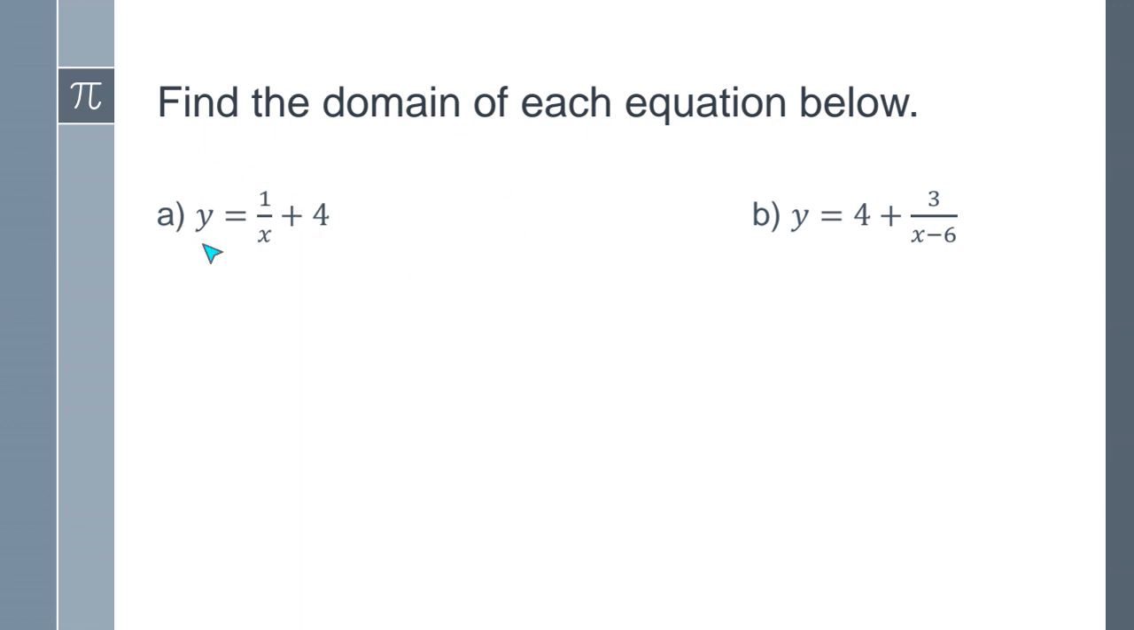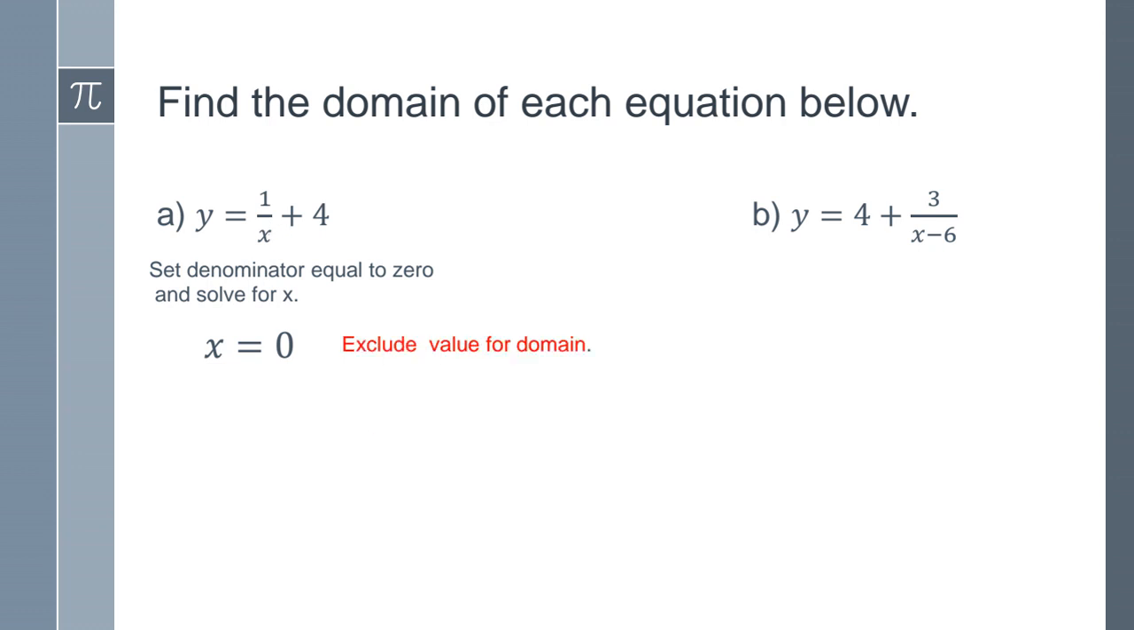So here's letter C. Y equals 1 divided by x plus 4. So my first question is, do I have any fractions such that the denominator has a variable? The answer to that is yes, we do. Since we have a fraction with x in the denominator, we're going to set x equal to 0. And if you notice here, if x is 0, I cannot divide 1 by 0. Okay, so we cannot divide by 0. Therefore, the restriction here is that your domain can be any number except for that 0.